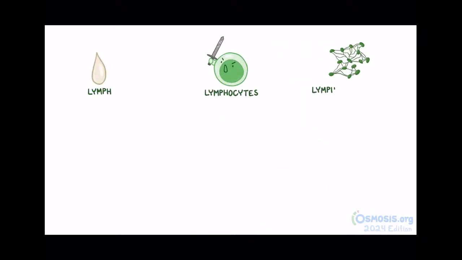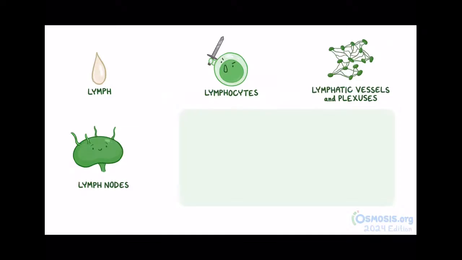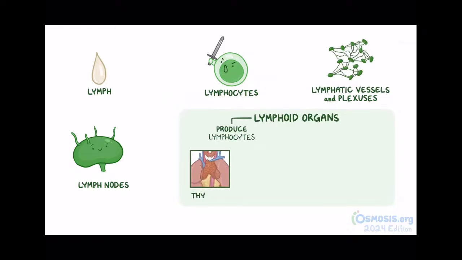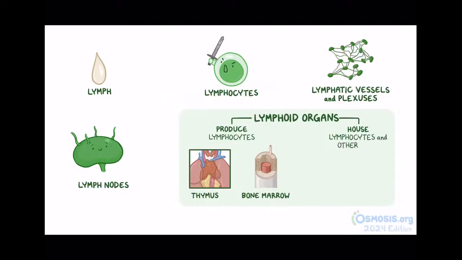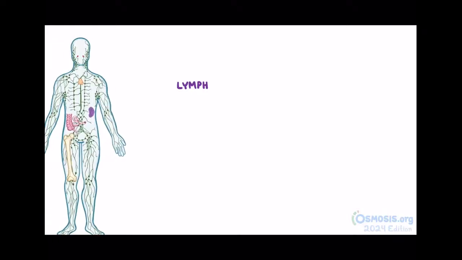Now, the lymphatic system is composed of lymph, lymphocytes, lymphatic vessels and plexuses, lymph nodes, and other lymphoid organs. Lymphoid organs are the part of the lymphatic system that are directly involved in the immune system because they produce lymphocytes, as is the case with the thymus and bone marrow, and house lymphocytes and other white blood cells that are ready to respond to pathogens, as is also the case with lymph nodes, the spleen, and tonsils. But we are going to focus on the role of the lymphatic system in returning leaked fluid into the blood, so let's start by turning our attention to lymph and lymphatic vessels.